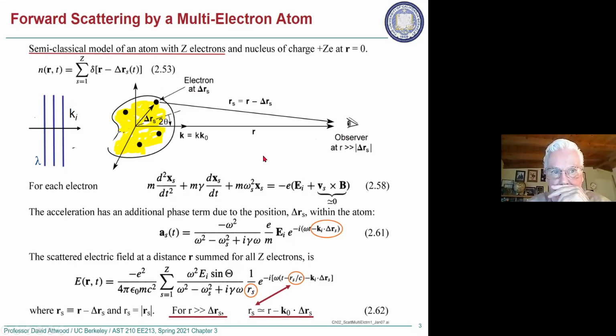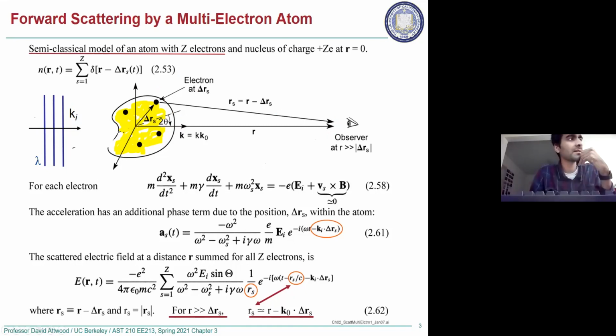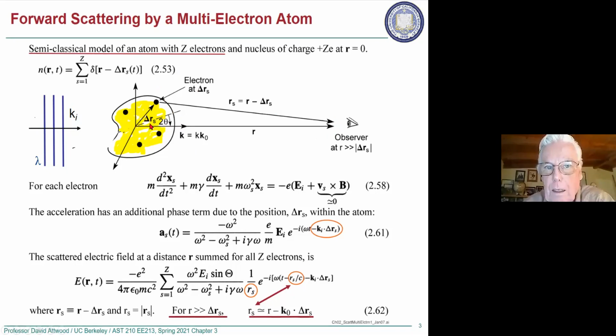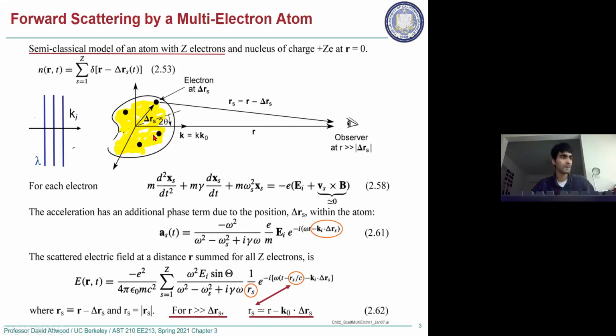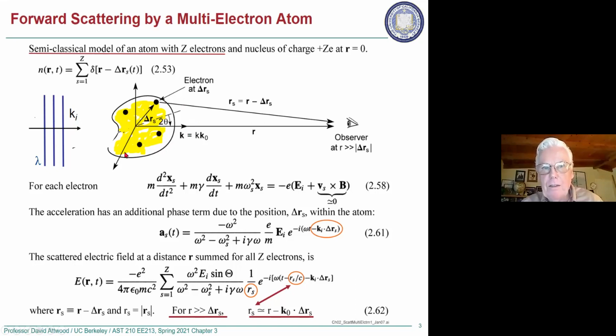Professor? Yeah, please. I'd like some feedback, so speak a little louder though. Sorry, the quantity delta r s, that's the displacement. Delta r s is measured from the nuclear center, right? And so each of the electrons is different, and this is dynamically moving around. Okay, great, thanks.